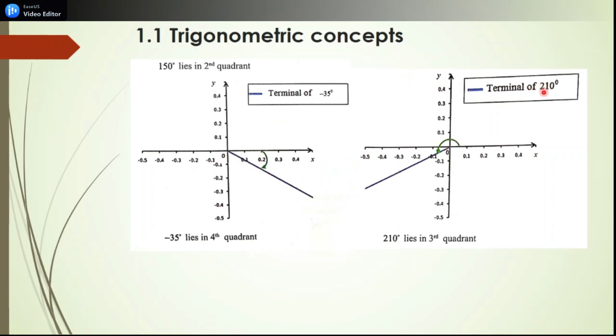Then 210 from the origin of 0. Here you have 90 degrees, 180 degrees. Then our angle is located in the third quadrant. 210 degrees is located in the third quadrant. This is the third quadrant.